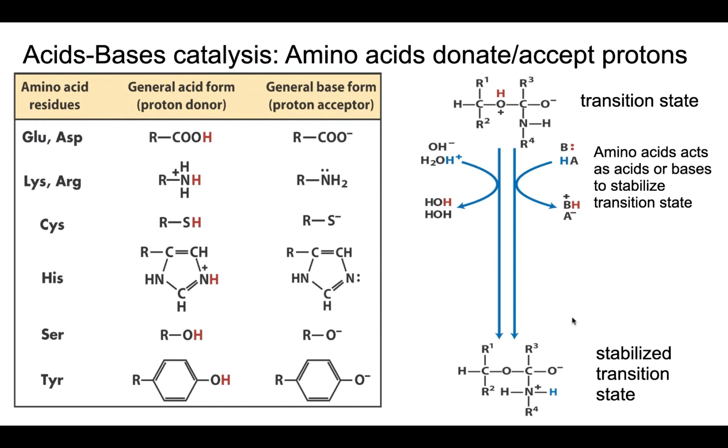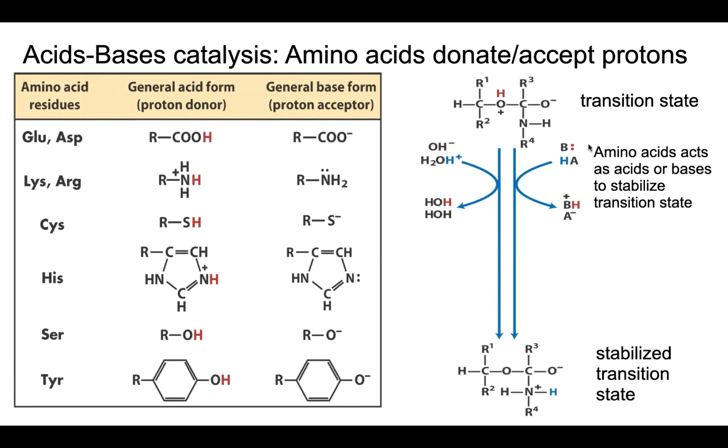And sure enough, after interacting with those amino acids within the active site, we have a stabilized transition state. We no longer have that hydrogen. We finally get that positive charge on that nitrogen. That transition state has been stabilized, has a lower energy, and now that reaction can occur at a greater rate.